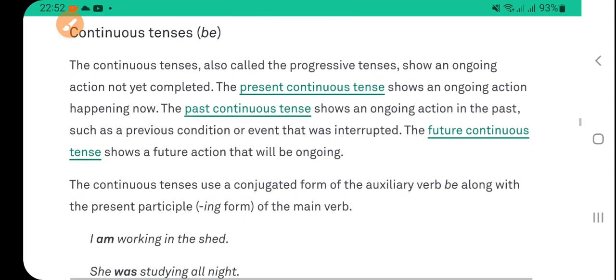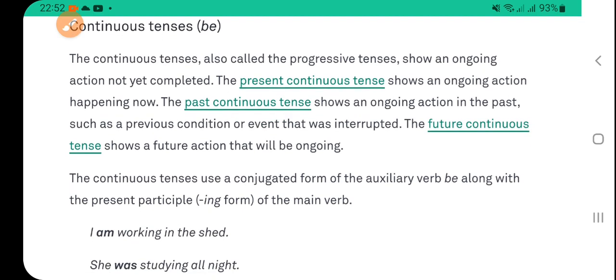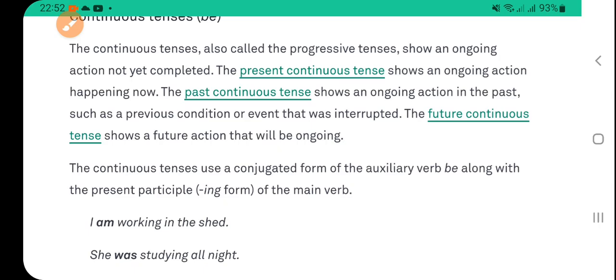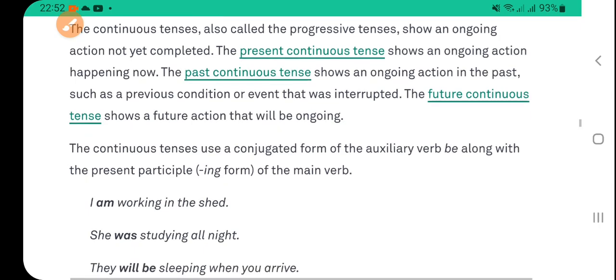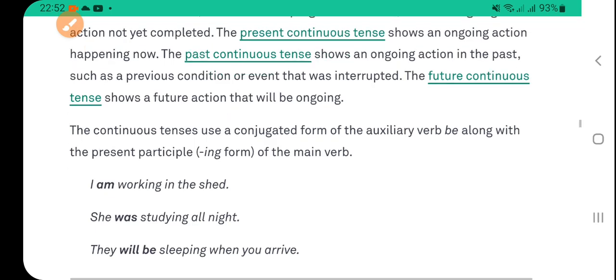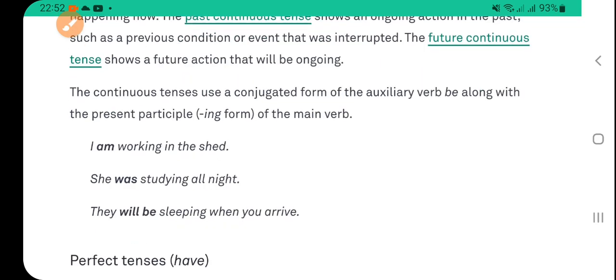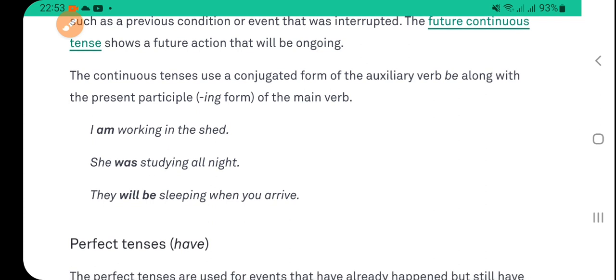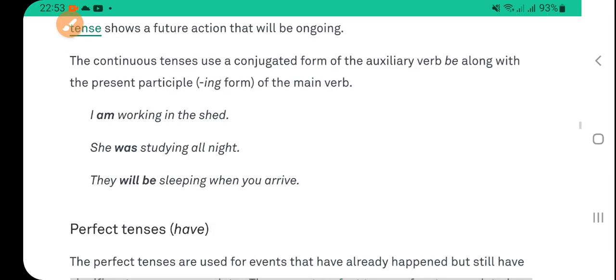The continuous tense, also called the progressive tense, shows an ongoing action not yet completed. The present continuous tense shows an ongoing action happening now, and past shows the ongoing action in the past, such as a previous condition or event that was interrupted. The future continuous tense shows future action that will be ongoing.